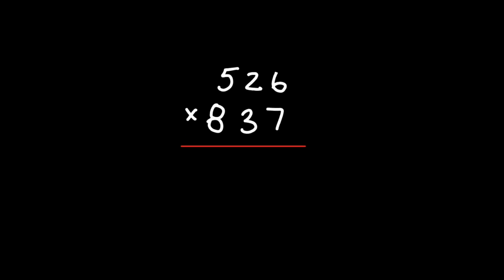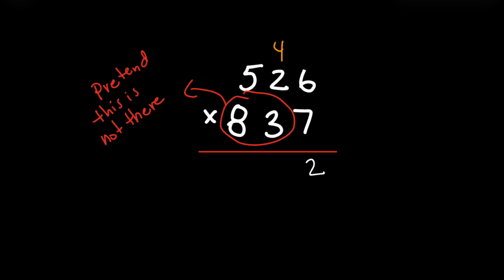Next problem we have is 526 times 837, which is a little more complicated. If you want to pause the video to try for yourself, you can. Okay, we are back. Let's again work right to left. We want to first pretend that the 83 is not there, and let us pretend that we are multiplying only 526 times 7. 7 times 6 is 42. We will carry the first digit of the 42 over. So in this case, it is the 4 that carries over to the next number.